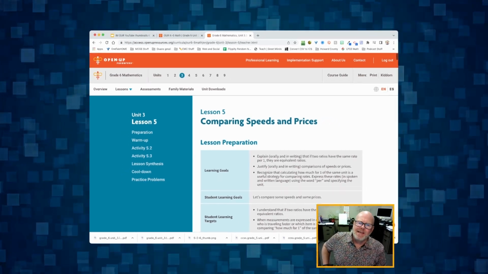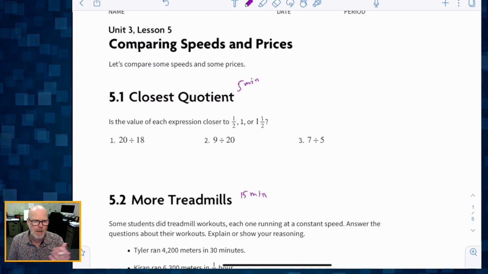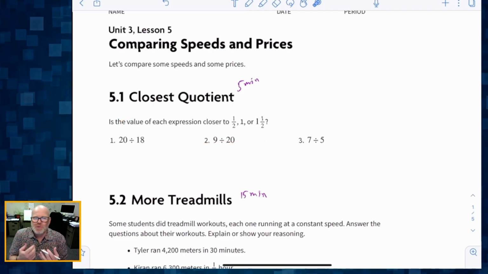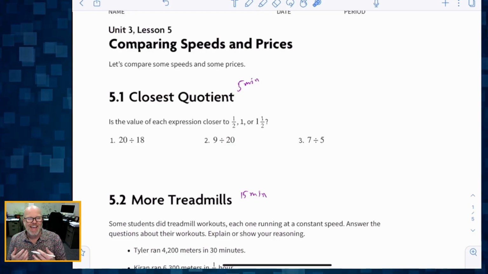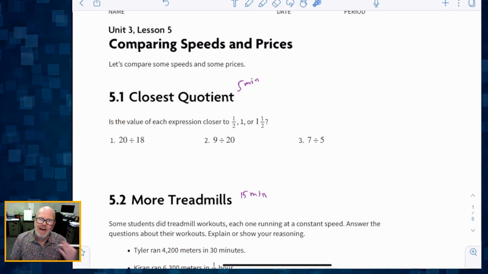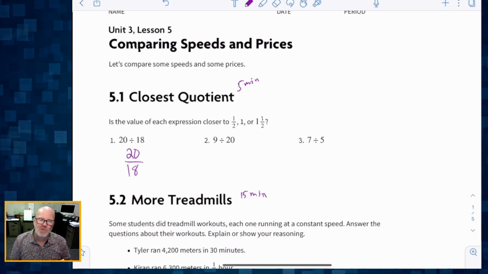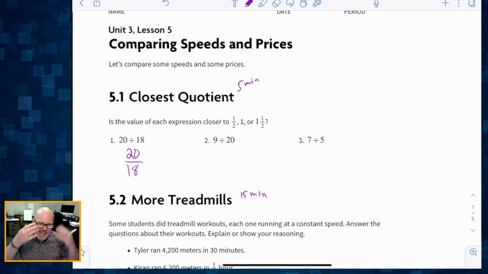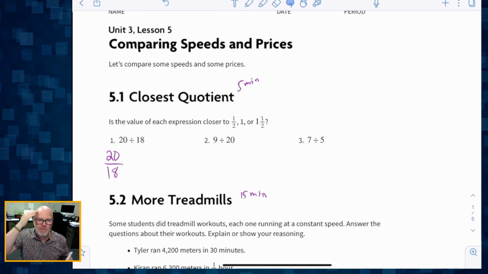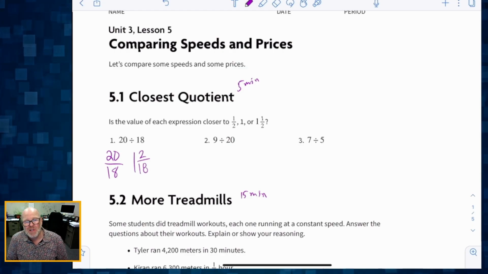So let's get started. And we're going to begin with a quick 5-minute warm-up. Is the value of each expression closer to a half, closer to 1, or closer to 1.5? So we're going to be thinking about 20 divided by 18, but I'm going to think of this as 20/18. That's pretty close to something I could do in my head. That's 1 2/18, which means it's probably closer to 1.